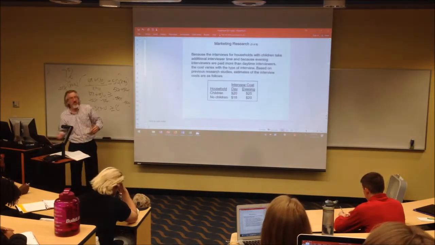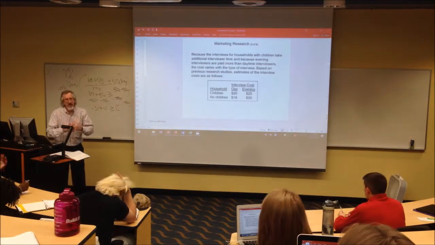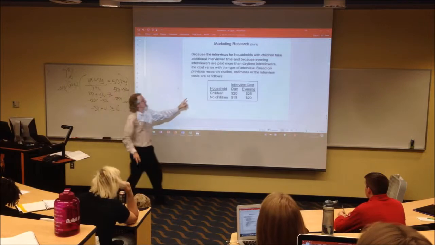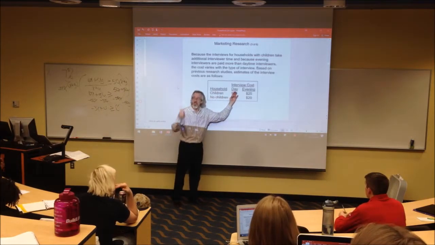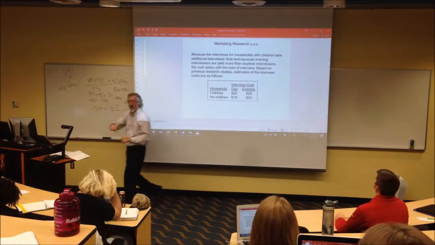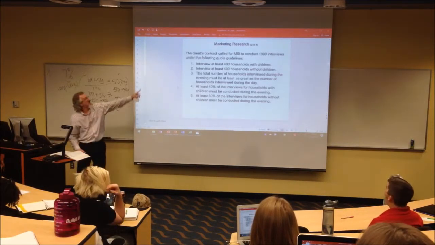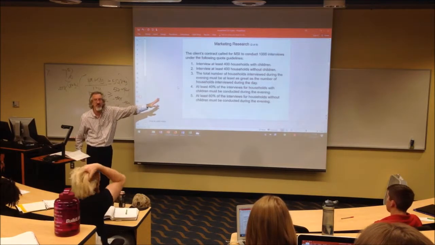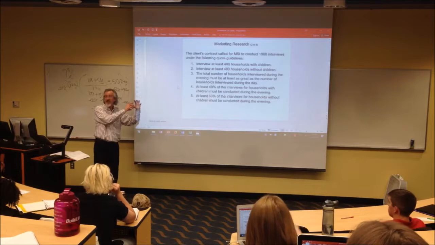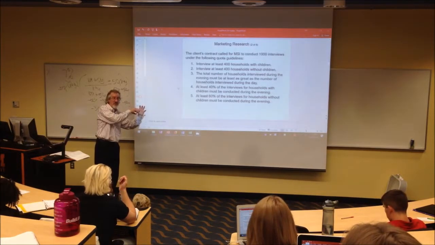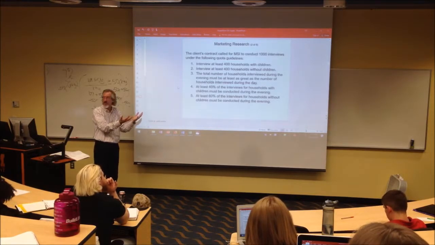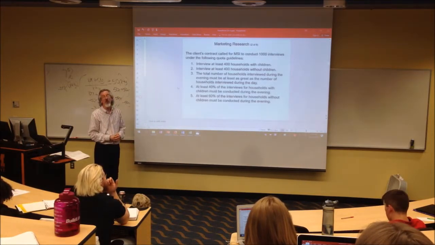Then they said interview at least 400 households with children. How many variables are involved with households with children? Out of 4, 2, that's right. The variable that represents households with children during the day is one of the variables. The variable that represents households with children in the evening is the other variable. Now let's go back to the sentence: interview at least 400 households with children. At least 400 means greater than or equal to 400, and the 2 variables on the left are the amount of daytime households with children and the amount of evening households with children.